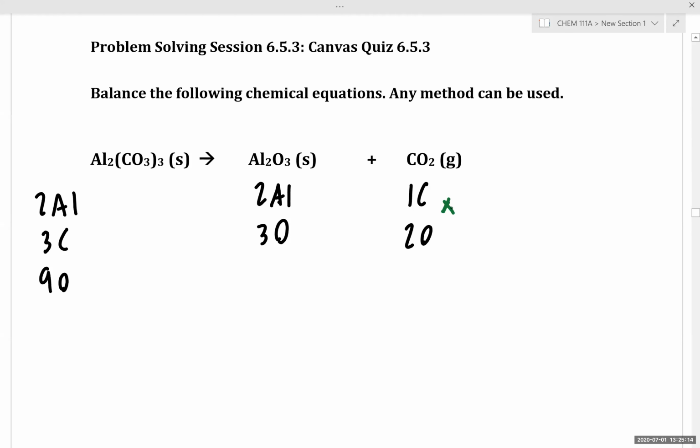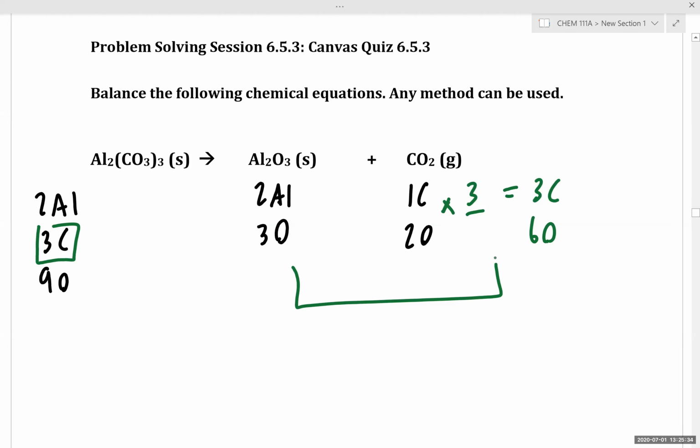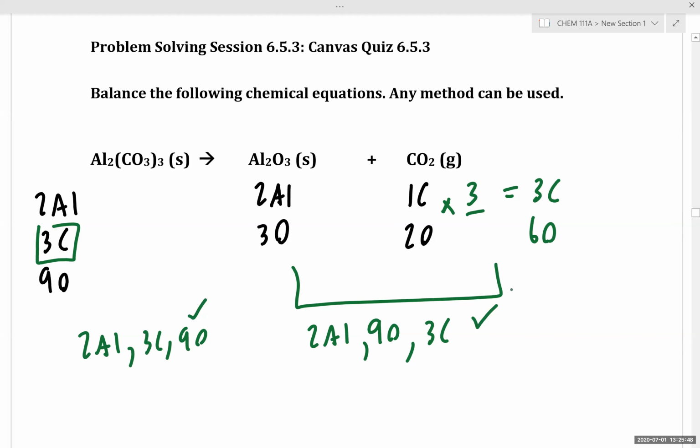So my question to you is, to balance carbon, 1 times what would give us 3 carbons? 3, yep. So that gives us 3 carbons and 6 oxygens, which if we check and add them up, we have 9 oxygens total in addition to 2 aluminums and 3 carbons, which matches the 2 aluminum, 3 carbons, and 9 oxygens on the left. So everything's good to go. We have a completely balanced equation, and that's it for this problem.